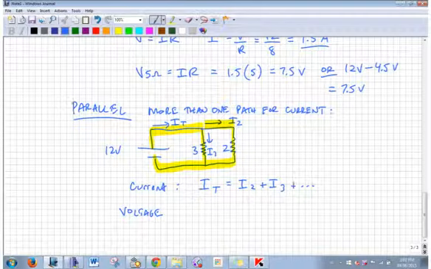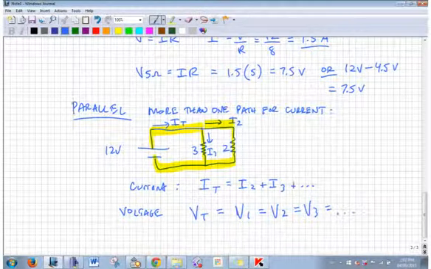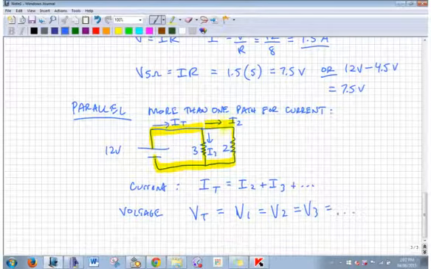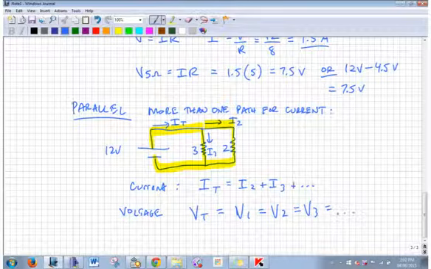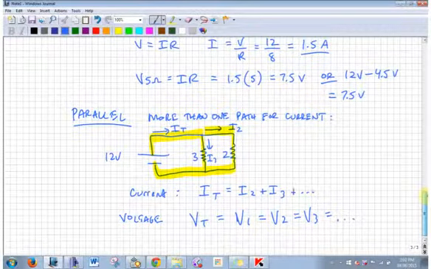So what can I say about voltage? VT equals V1 equals V2 equals V3, for parallel, because it's all consumed, regardless of what path it goes. You can just treat that as a series circuit, one there and a different one here, as far as voltage goes. So parallel is kind of the opposite of series, as far as the currents and the voltages go, right?